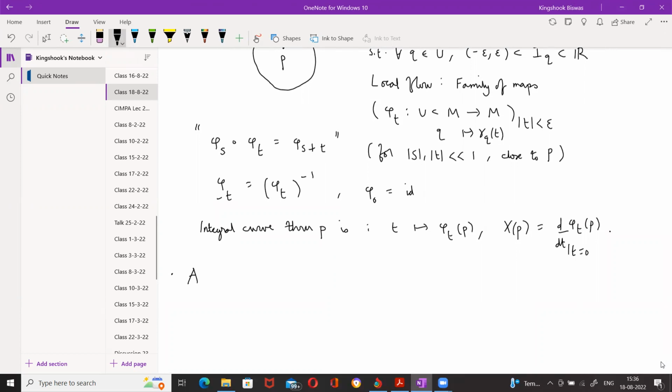So if A is an R algebra, then we can define Der of A. This is going to be the space of what's called derivations of A. This is defined to be the space of linear maps D from A to A.